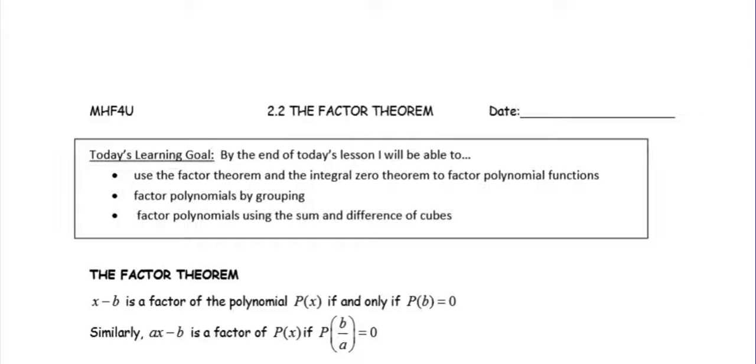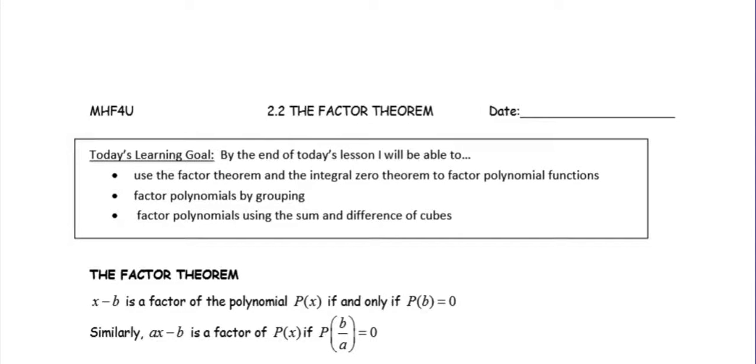You should also be able to, by the end of the period, factor polynomials using the grouping technique, which you remember from grade 10 and 11, hopefully. And you should be able to factor polynomials using a new method called the sum and difference of cubes.